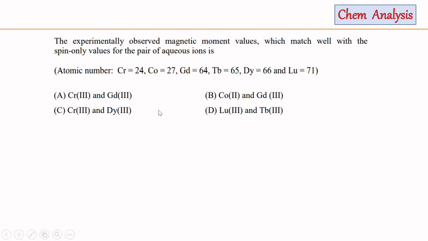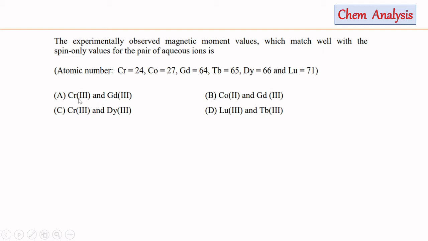In this question we have to choose the pair in which the experimentally observed magnetic moment value is equal to the spin only value. Now for the transition elements, we know that if there is no orbital contribution, then the magnetic moment will be equal to the spin only value, and in case of lanthanide elements, since here we can see that in combination with one transition element there is one lanthanide element, the experimentally observed magnetic moment values will be equal to the spin only values only for f0, f7 and f14 electronic configuration.